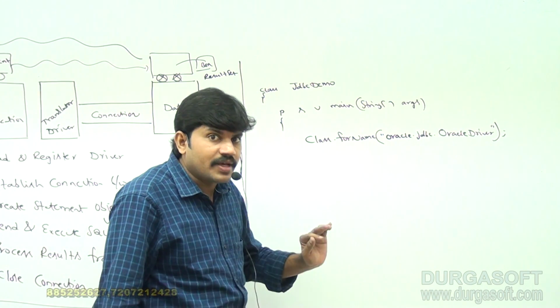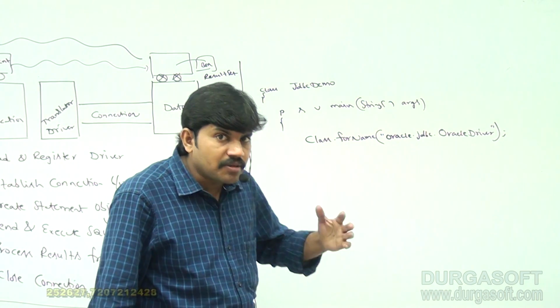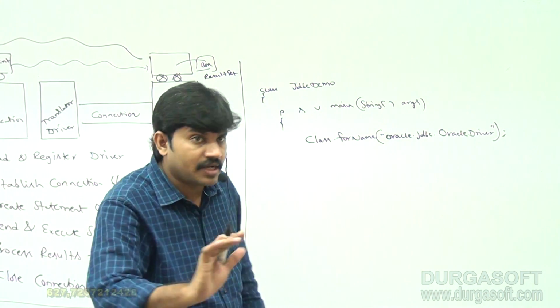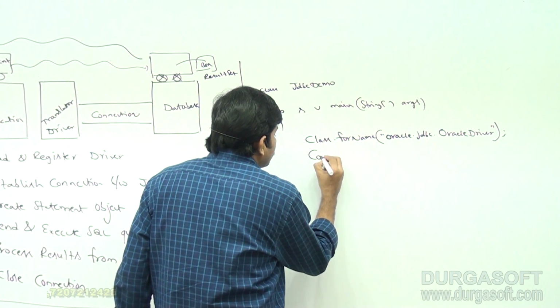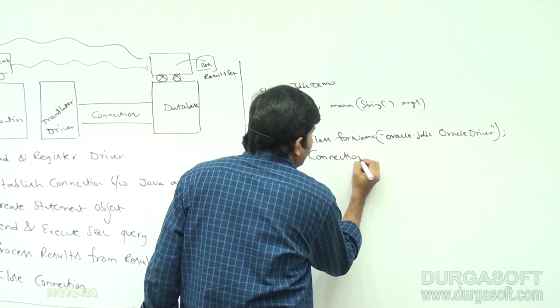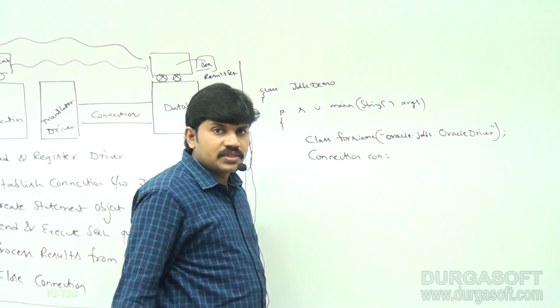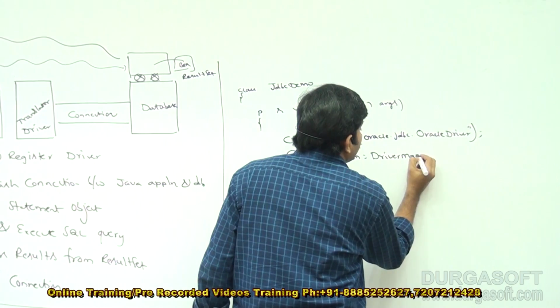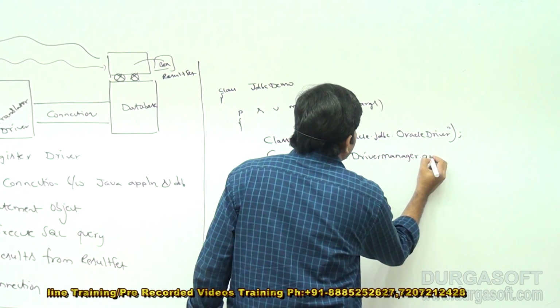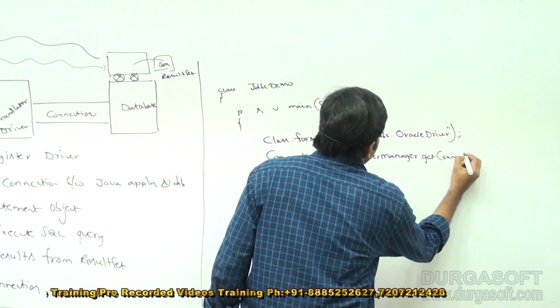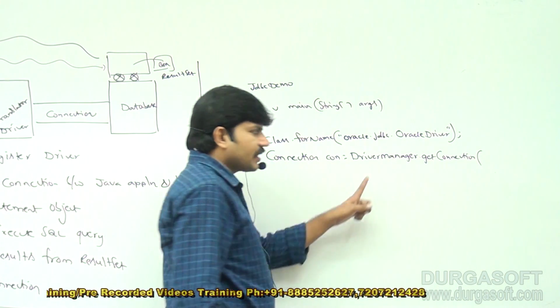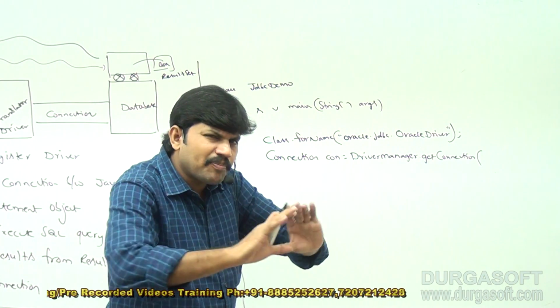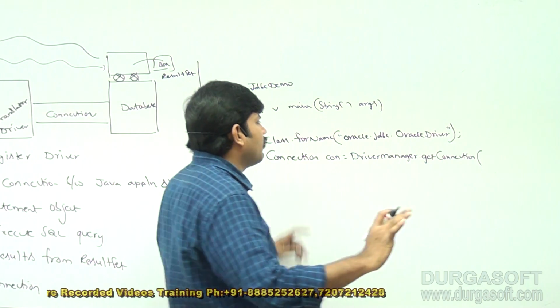What is the second one? Establish a connection between the Java application and the database. Connection con is equal to DriverManager.getConnection. Are you getting it? DriverManager.getConnection. Some parameters will be there, sir. Don't worry about these parameters.